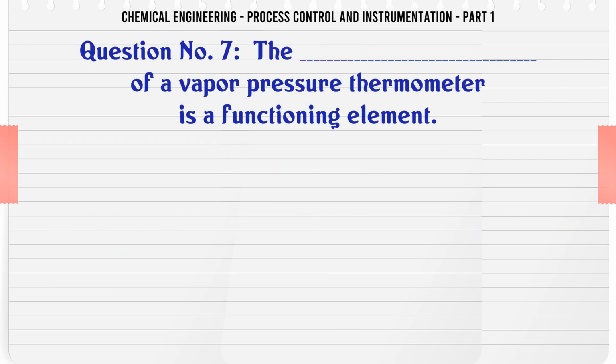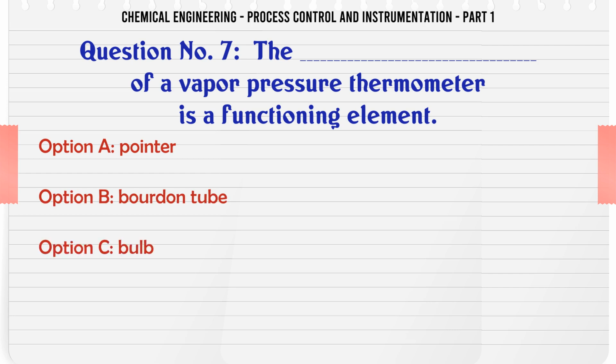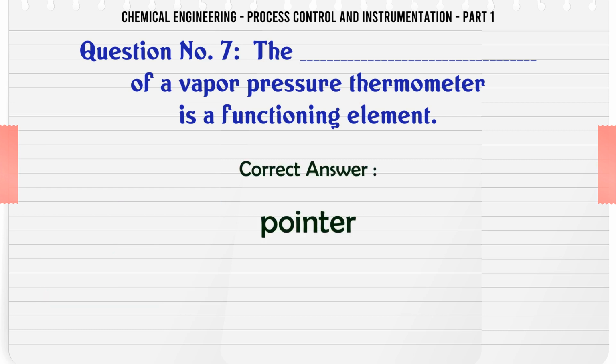The ____ of a vapor pressure thermometer is a functioning element. A. Pointer. B. Bourdon tube. C. Bulb. D. None of these. The correct answer is pointer.